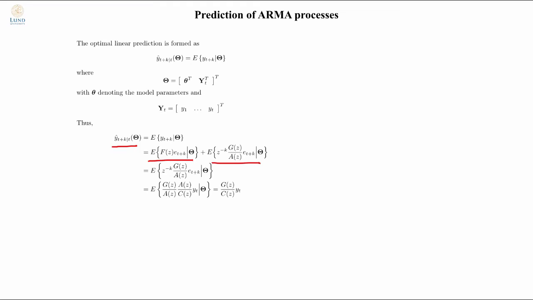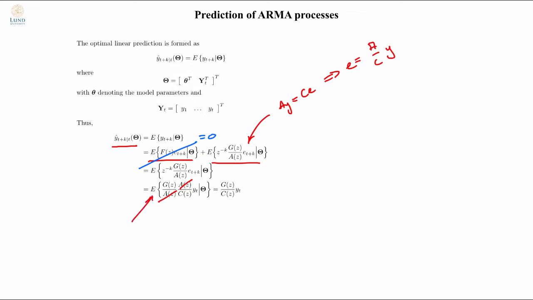The expected value of the first part will be the expected value of the future noise realization. Since these are zero mean, the best possible way of estimating those will be to say that they're going to be 0, so this is going to be 0. For the second part, I note that e of t plus k can be expressed as a divided by c times y. Inserting this, I can see that I can cancel my a polynomial and I will just have g divided by, say, y of t.